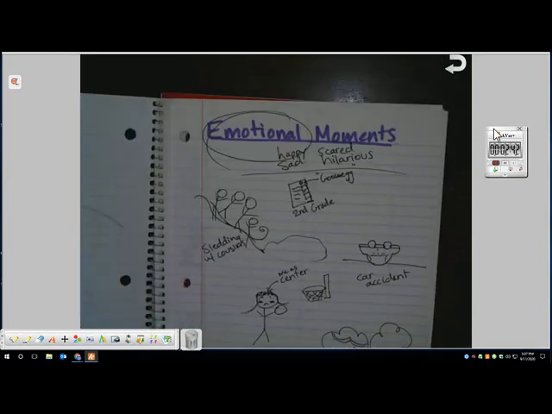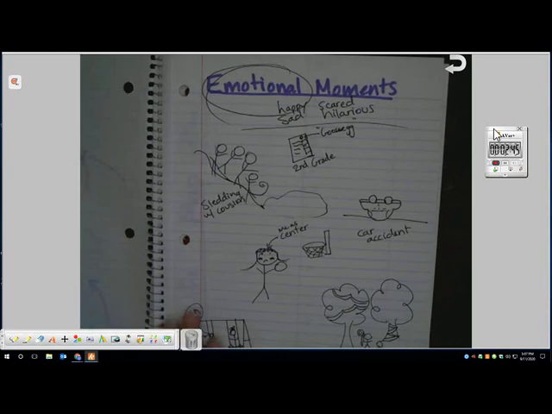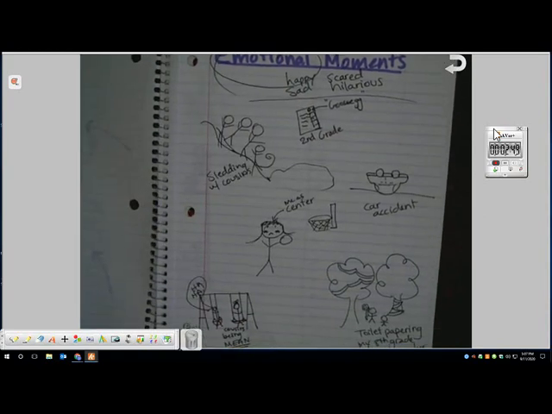The first one is called emotional moments. This is going to be for the person who just wants to dump all the memories out in one place, usually for people that like to sketch or draw stick figures. So I'll go through that one first.